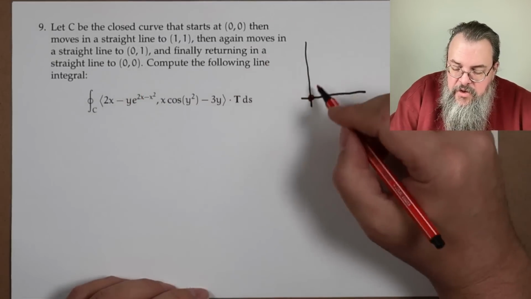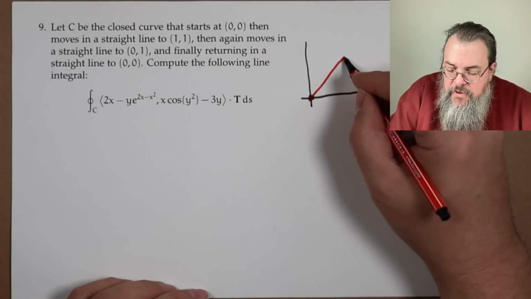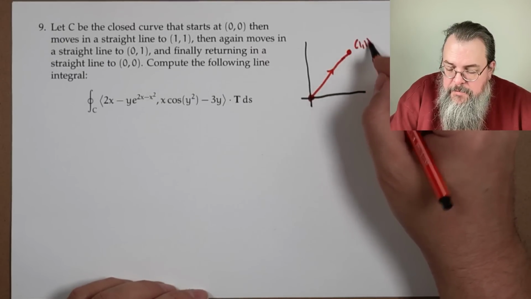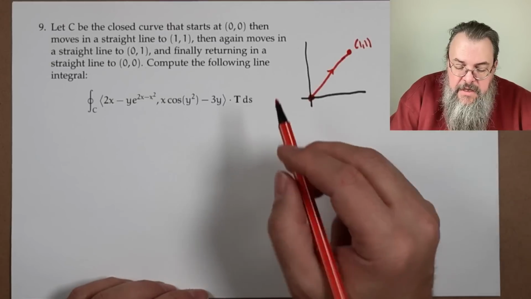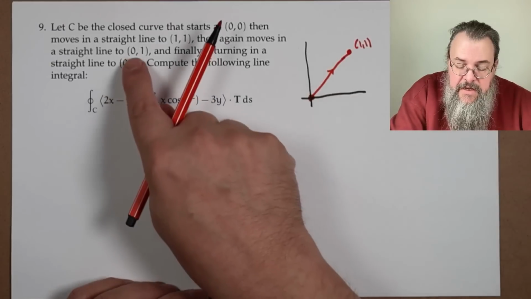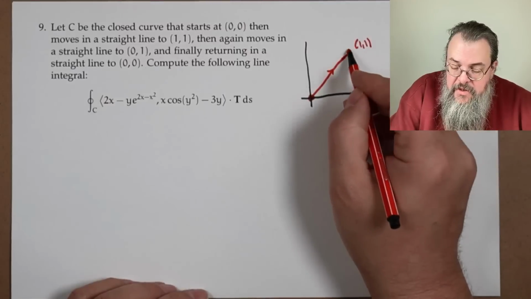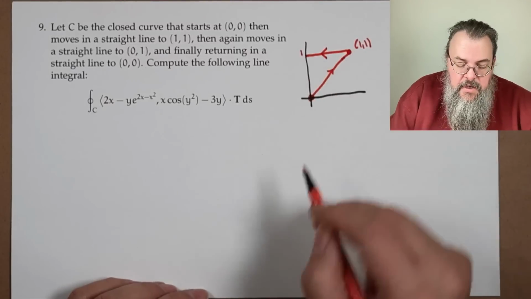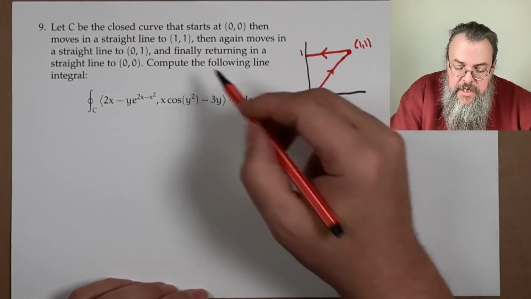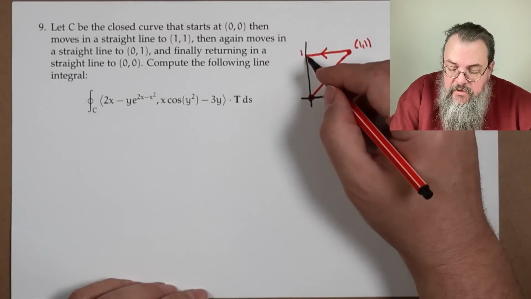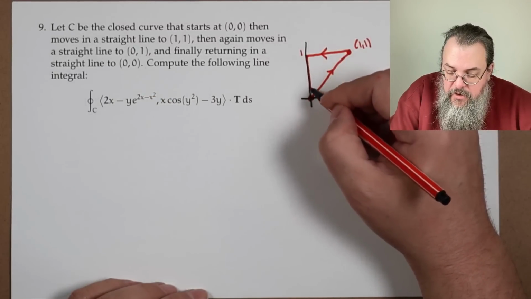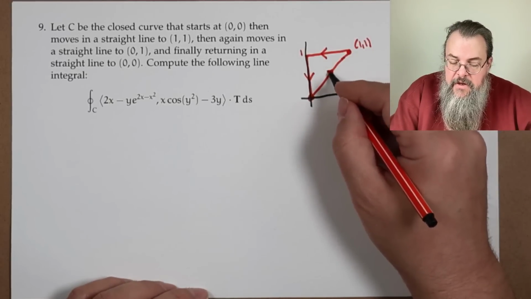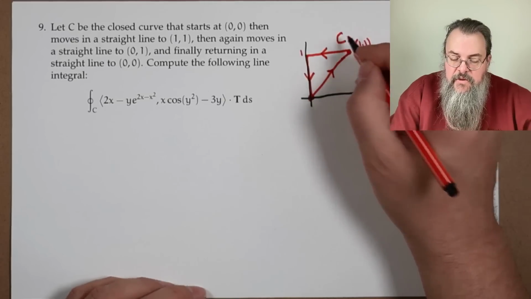Moves in a straight line to 1, 1. So we move up here to this point, 1, 1. Then again moves in a straight line to 0, 1. So that's x equals 0, y equals 1. So then we move across to 0, 1. And then returning in a straight line to 0, 0. So it's like a triangle. Cool. Okay, so there we go. We have our closed curve.